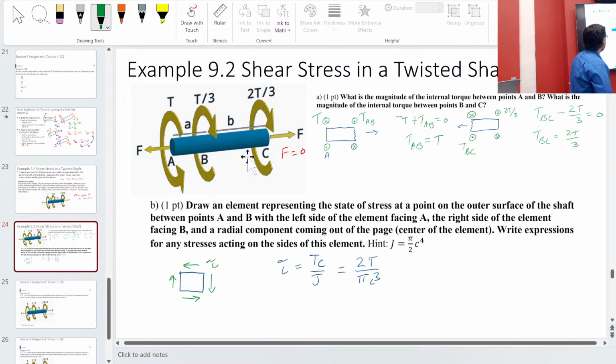So, game plan: the external equilibrium, that's already done. Our next step, we take slices and divide it into sections and do the sum of forces equals 0 again. Then we deal with internal torques. And from those torques, you can figure out what the shear stress is using TC over J.